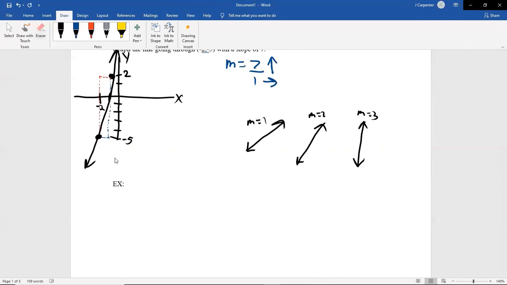Graph. Caps lock is on, isn't it? There we go. Graph the line going through -2, 1, slope 5/2. So 5/2 means 5 on top of 2.